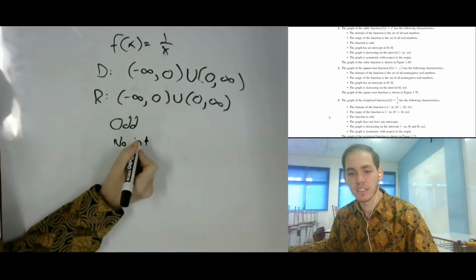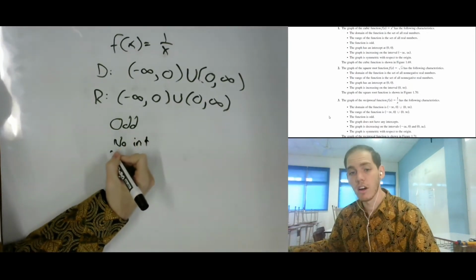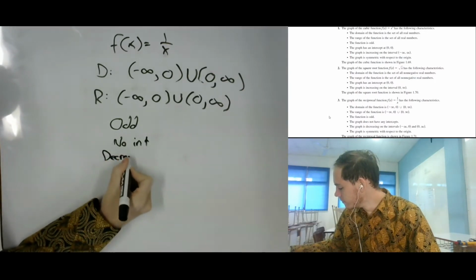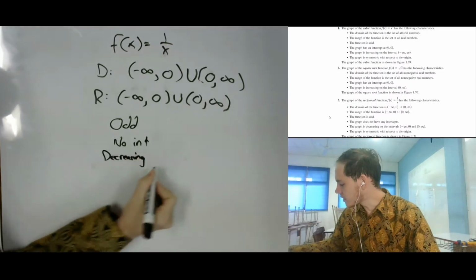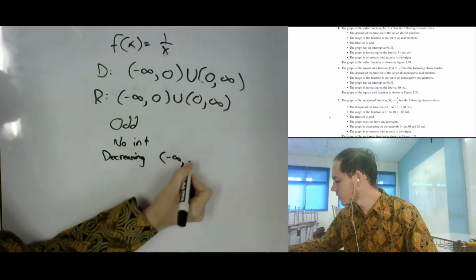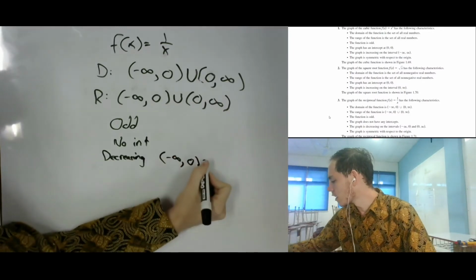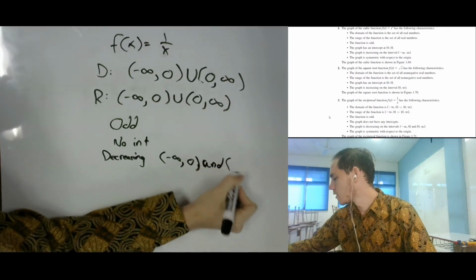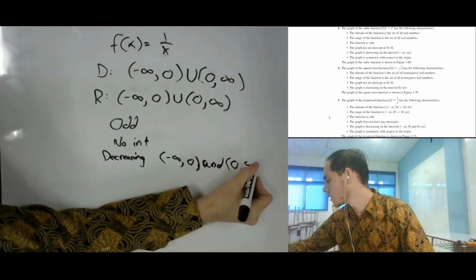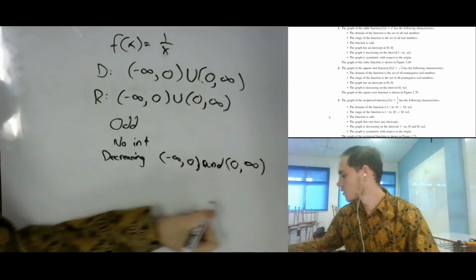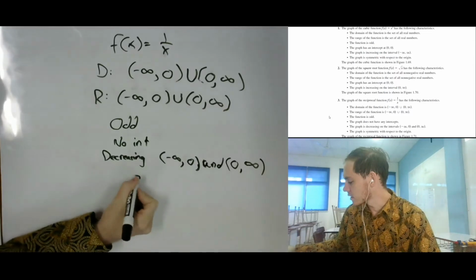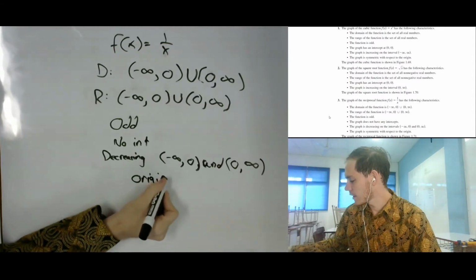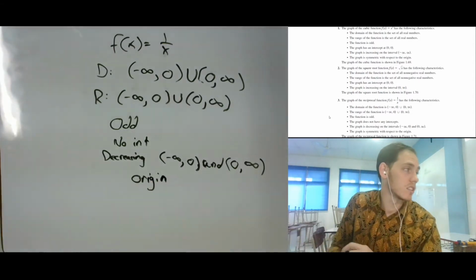It's decreasing actually on both its intervals. So it's decreasing from negative infinity to 0, and then also from 0 to infinity. Okay? And this is going to be origin symmetry. Okay? It's going to be symmetrical across the origin.